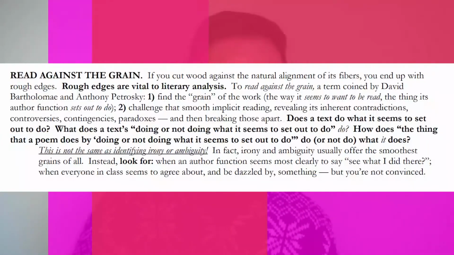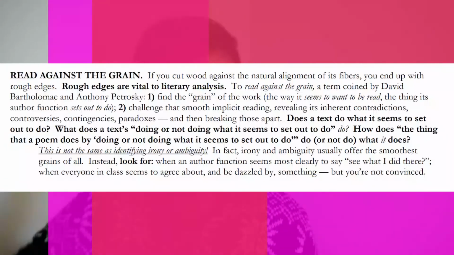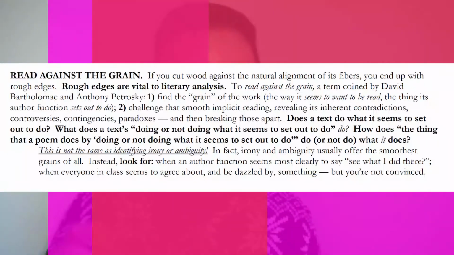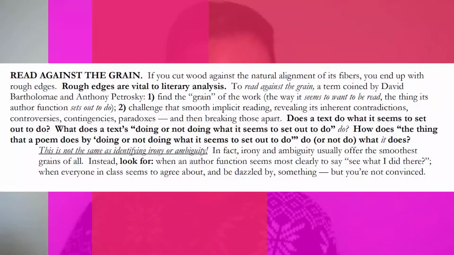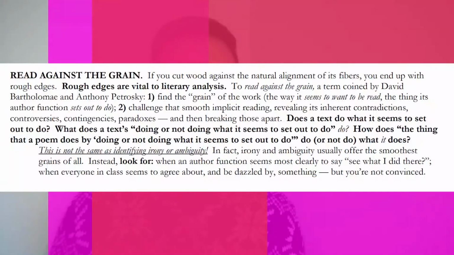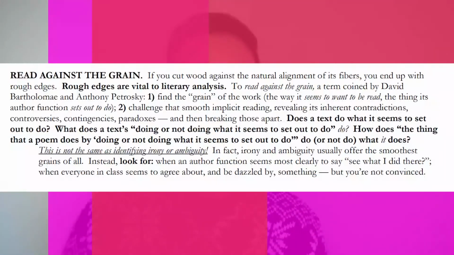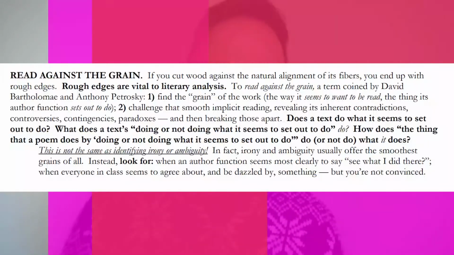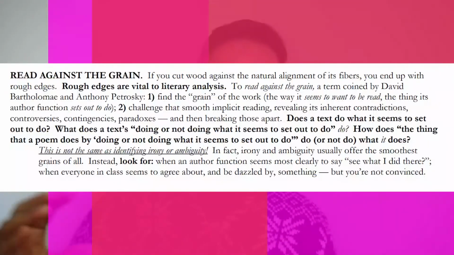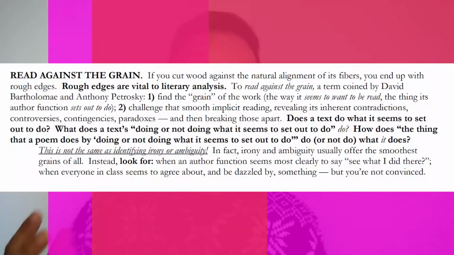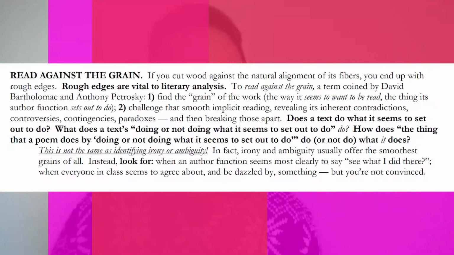And then if you really want to go deeper, as you should, how does that thing that it does, that is the thing that a poem does by doing or not doing what it seems to set out to do or not do what it does? I know that that's complicated as hell, and that's the point. How does the thing that a poem, and I'm saying poem, it should be text actually. How does the thing that a text does? How does the thing that the text does by doing or not doing what it seems to set out to do or not do what it does? And that's a very, very overly succinct compression of what I mean by reading against the grain.